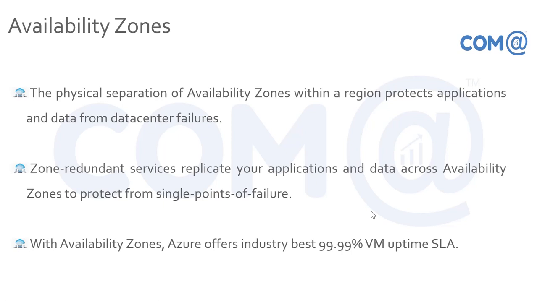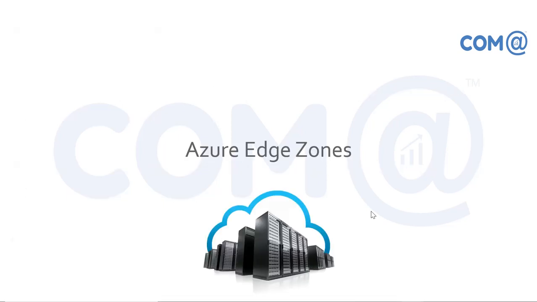While availability zones are located in one particular region, multiple availability zones are located in one particular region. So with availability zones, Azure offers industry-best 99.99% virtual machine uptime SLA.